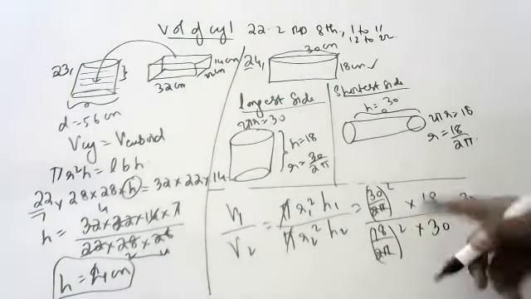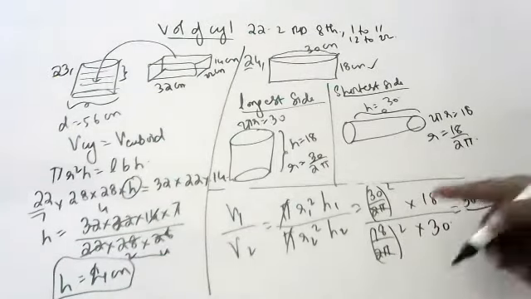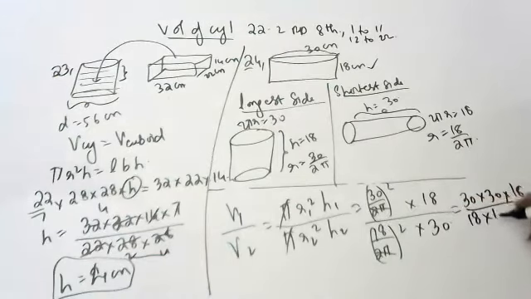2 pi square, anyway it will get cancelled. 30 into 30 into 18. And here how much? 28 into 20, 18 into 18. 18 into 18 into 30. 18, 18 cancel, 30, 30 cancel.